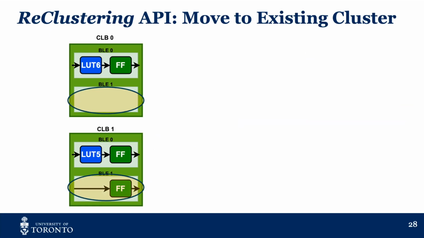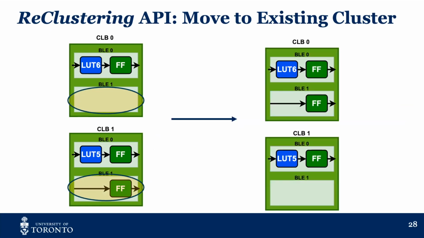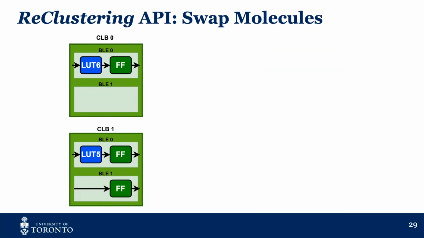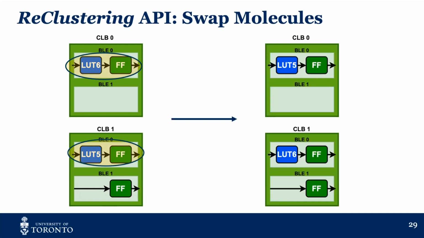or moving a primitive to an existing cluster. So in this case, moving the flip-flop from CLP1 to an empty location, CLP0, or swapping two molecules or two groups of primitives between their own clusters, like swapping the lookup table flip-flop pairs between their clusters, CLP0 and CLP1.